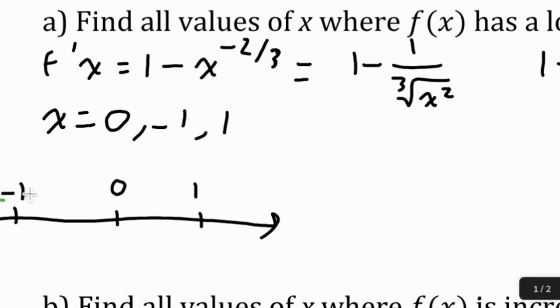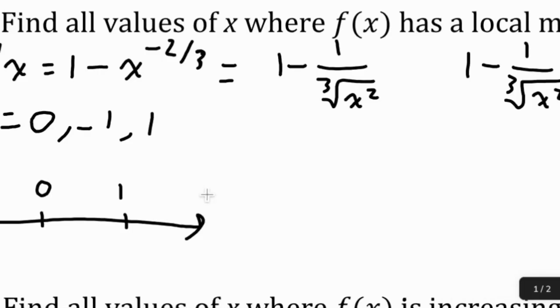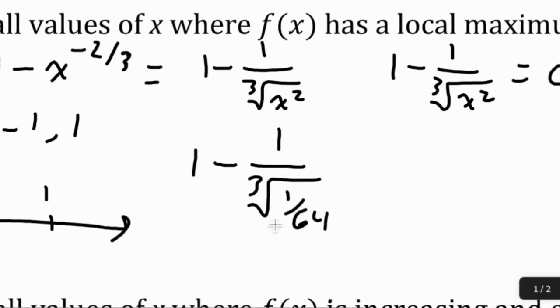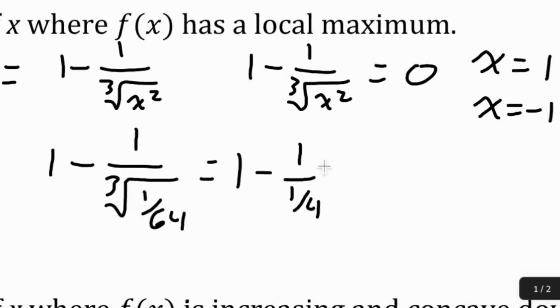So next we have negative 1 to 0. And for this I'm going to use negative 1/8 as my x value. So let's go ahead and plug in 1 minus 1 over cube root of the square root of 1/8 squared is 1 over 64. And the cube root of 64 is just 1/4, so this is equal to 1 minus 1 over 1/4. And because you have a fraction in the denominator here, you can just move this to the top and take the reciprocal. And this will give us 1 minus 4, which is equal to negative 3.